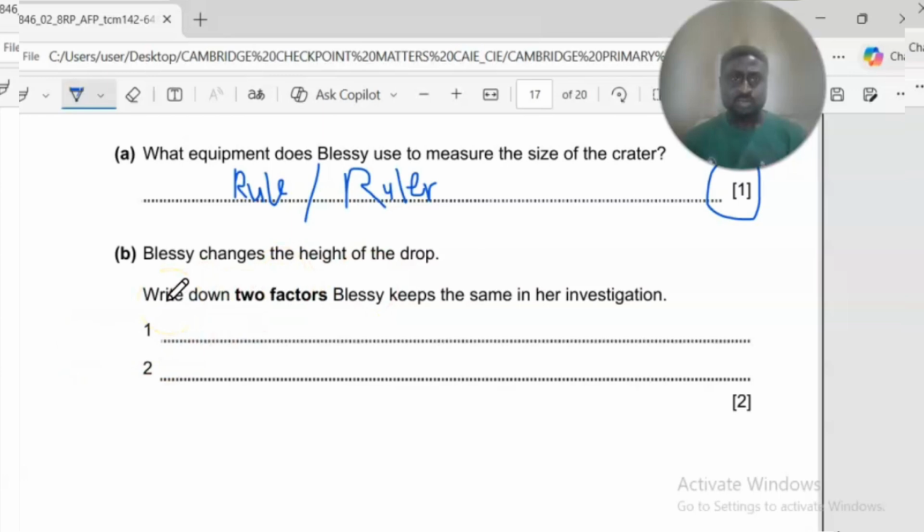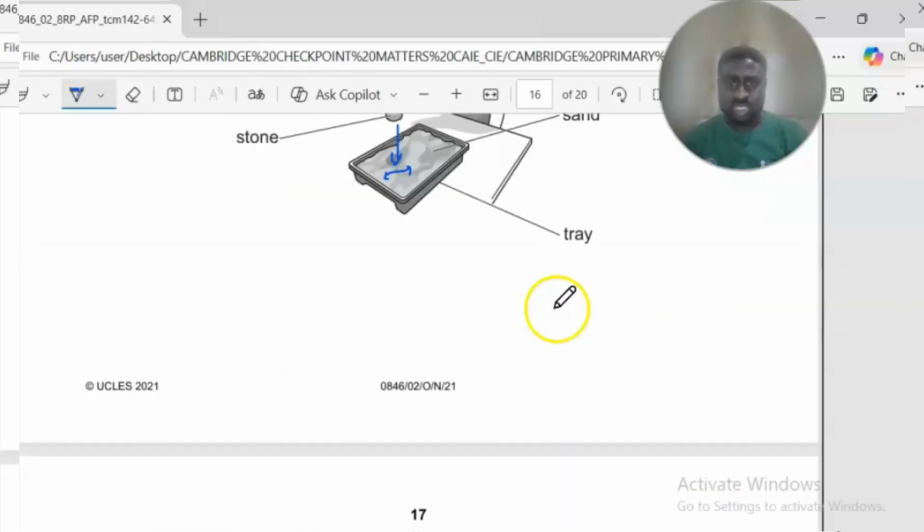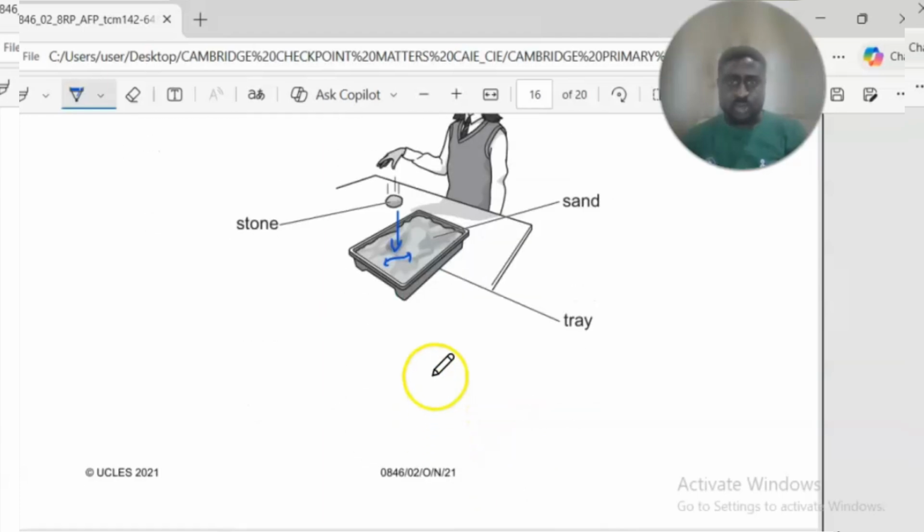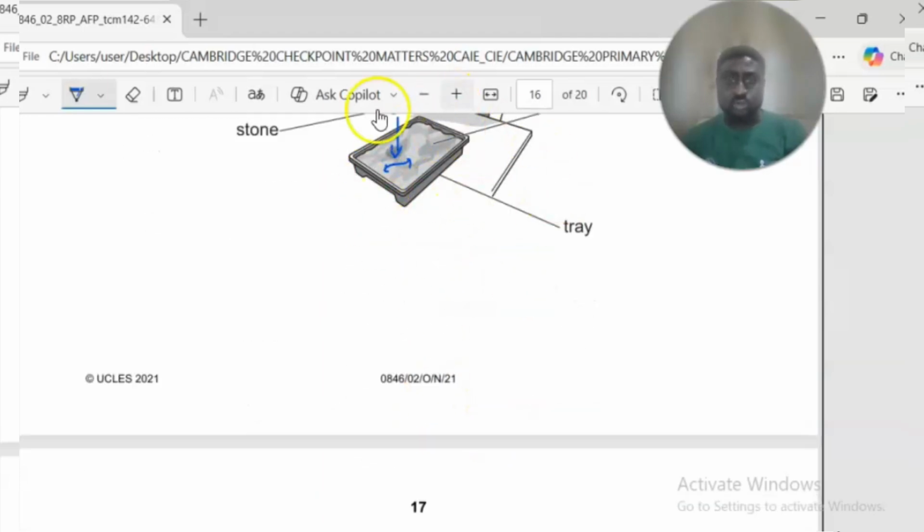Now, the B part says, Blessy changes the height of the drop. That's the height of the drop from which the stone is dropped onto the sand surface. Write down 2 factors Blessy keeps the same in her investigation. What does she need to keep the same in this investigation? Now, study the materials involved. Look at the stone. She's throwing it from a particular height. She has sand in a particular quantity or amount in this tray, and she has different heights she will throw from.